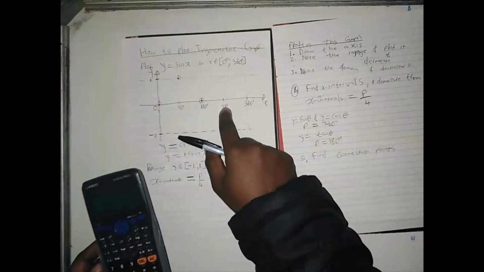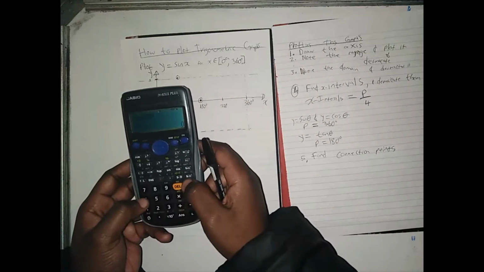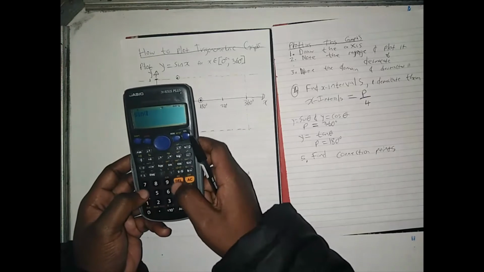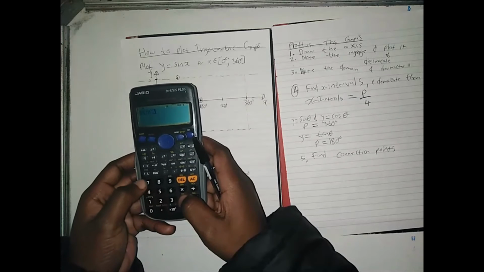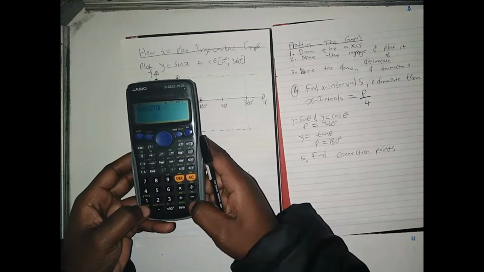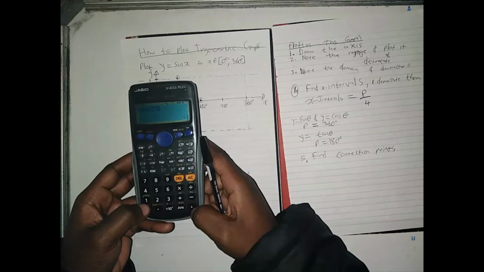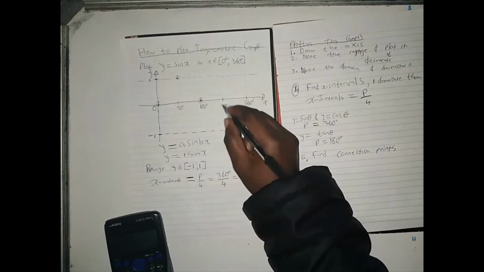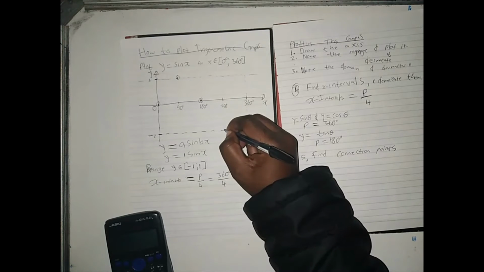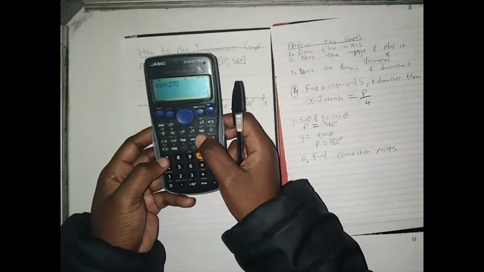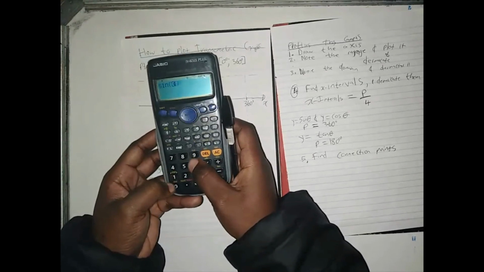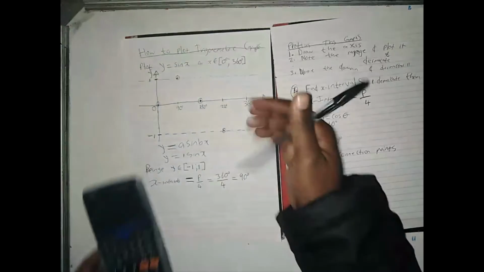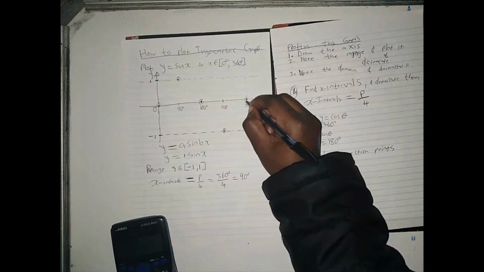Okay, now the next one is 270 degrees. So sine 270 degrees. Can you see? It's minus 1. Where is minus 1? Here is minus 1. Where do they meet 270 degrees? This is where they meet. There we go. And then just put this little circle here. And then the next one is 360 degrees. And then you just say sine 360 degrees. You get 0 again. So this is where they meet.